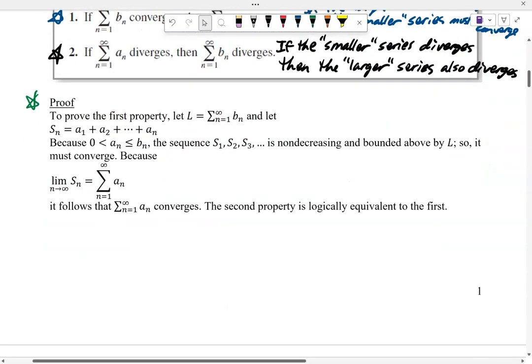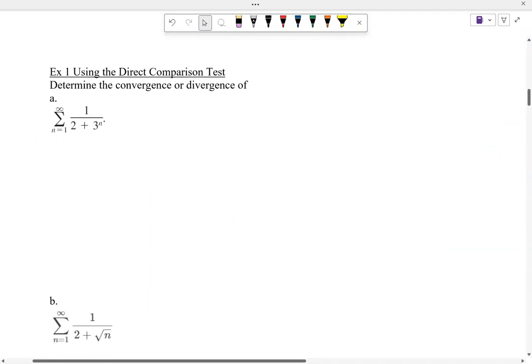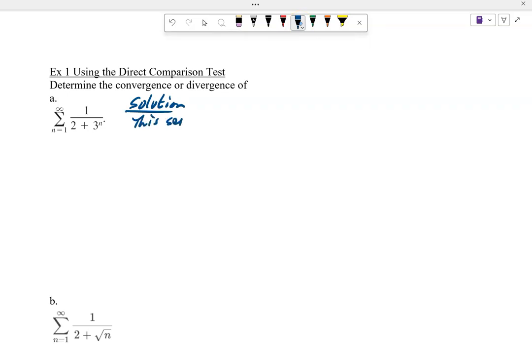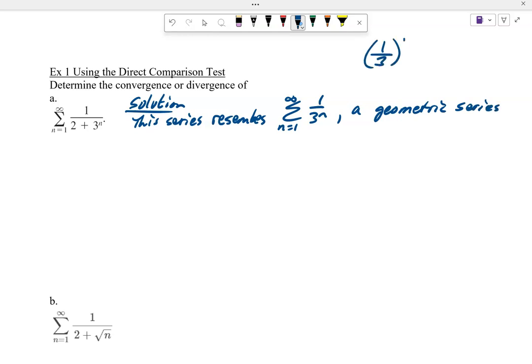Okay, let's do an example so we can see this. Determine the convergence or divergence of the sum of 1 over 2 plus 3 to the n. Well, this series resembles the simpler 1 over 3 to the n, which is a geometric series, right? You could write that as (1/3) to the n. That's the same thing, right?